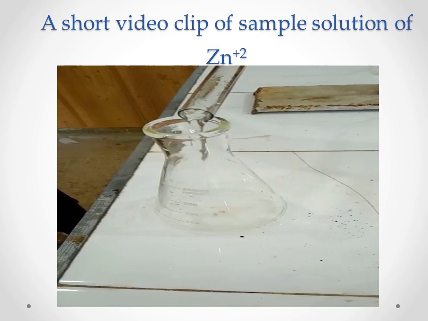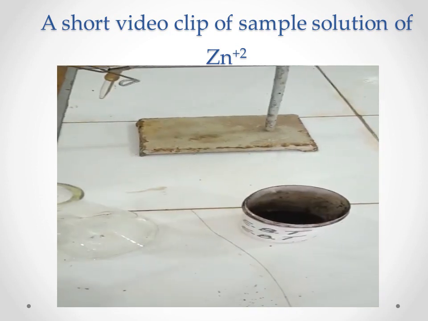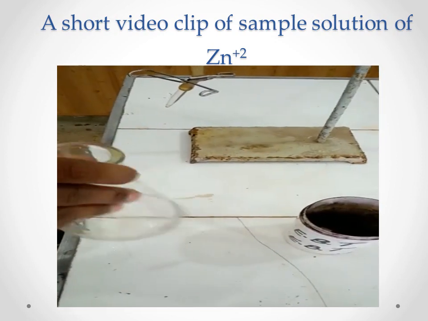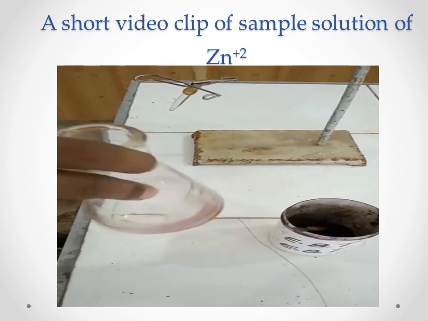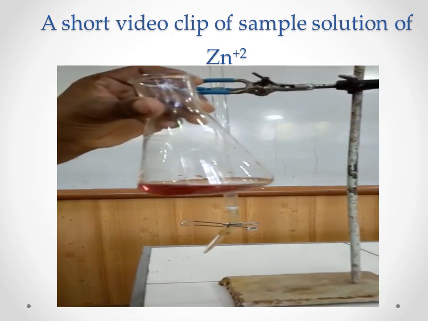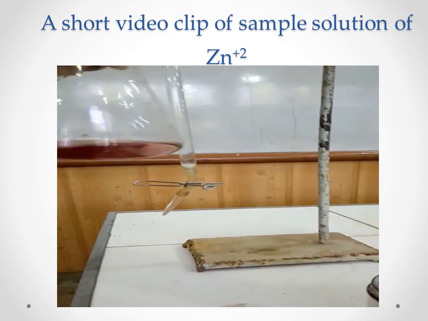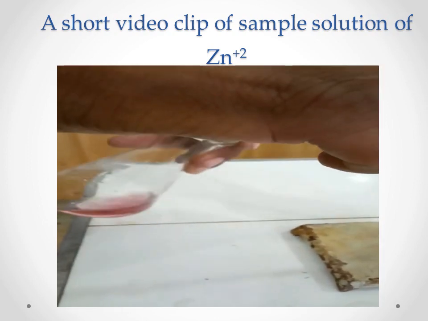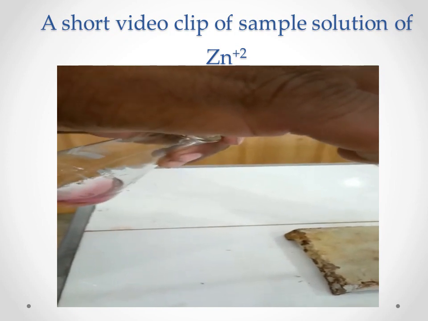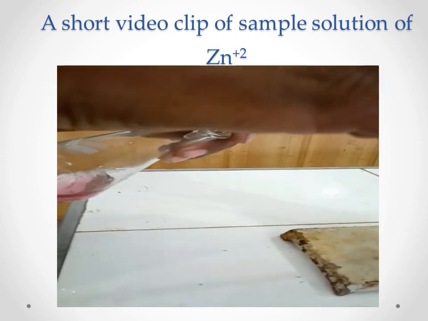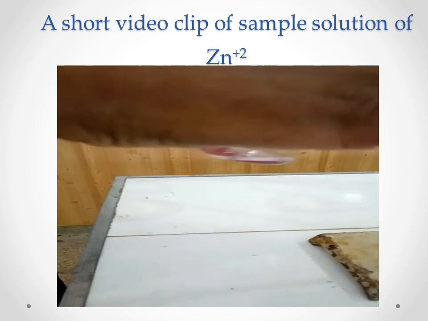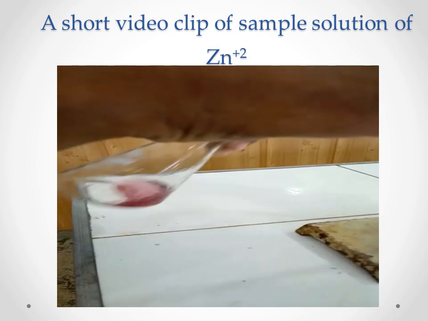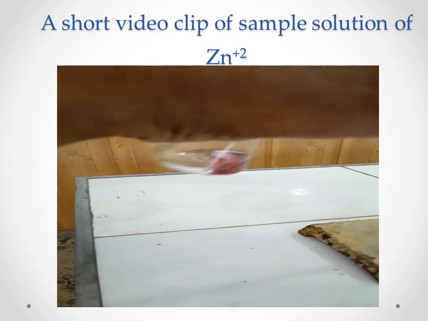Here is a short video for the estimation of the sample solution of zinc in the conical flask. 5 ml of sample solution was buffered with 10 ml of pH 10 buffer, and in that a pinch of EBT indicator has been added. You can see the red colored zinc indicator complex has been formed. This complex is now being titrated with EDTA ligand in the complexometric titration.